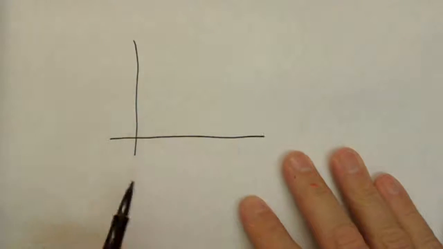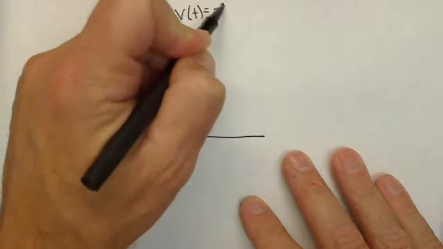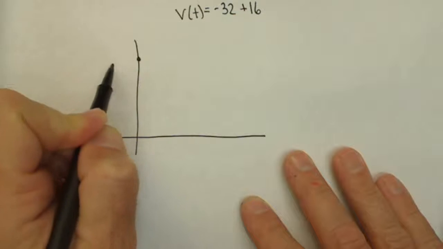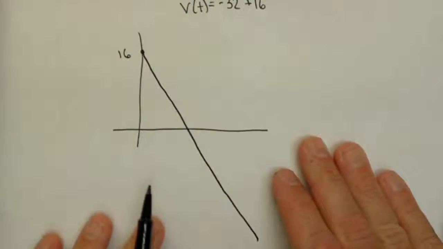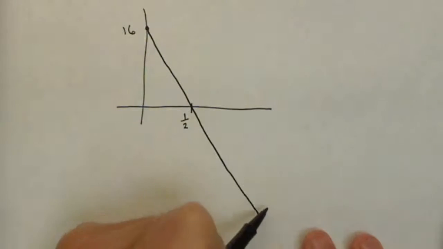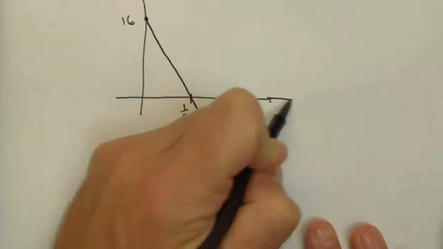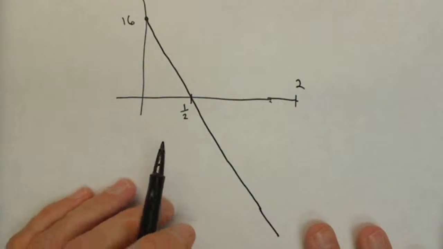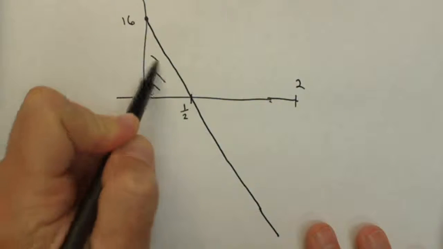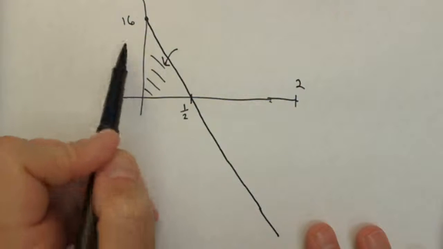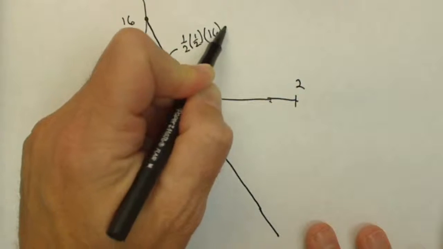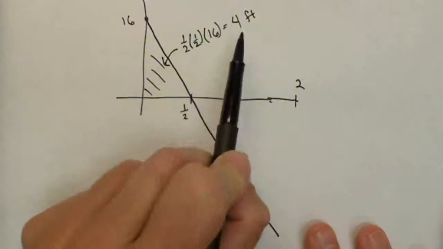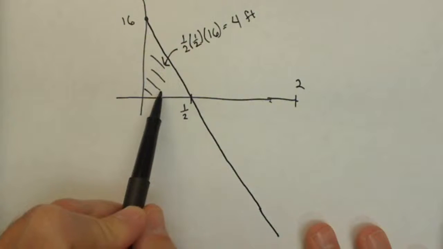So if we graph our function, we're graphing v of t equals negative 32t plus 16. We've got a vertical intercept here at 16. Remember, we found the velocity was 0 at 1/2, and we're going out to 2 seconds. So we'll say 2 seconds is about right here. First off, let's look at the area of this triangle. The area of this triangle is 1/2 the base times the height, so 1/2 times the base of 1/2 times the height of 16 equals 4. That's the 4 feet that the water balloon traveled upward that we saw before.